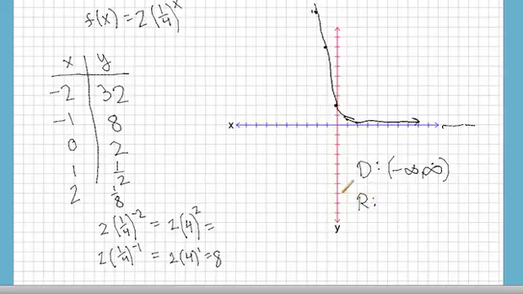Now the range is different though. See how there are no y values down here. If I drew any horizontal line down here, there would not be a y value that the graph goes through. It actually starts not at 0 exactly, but just above 0, and it goes up to infinity. So we're going to use a parenthesis, 0 to infinity. The y values, or the range, can be anywhere between 0 and infinity, not including 0. That's why we have a parenthesis here.